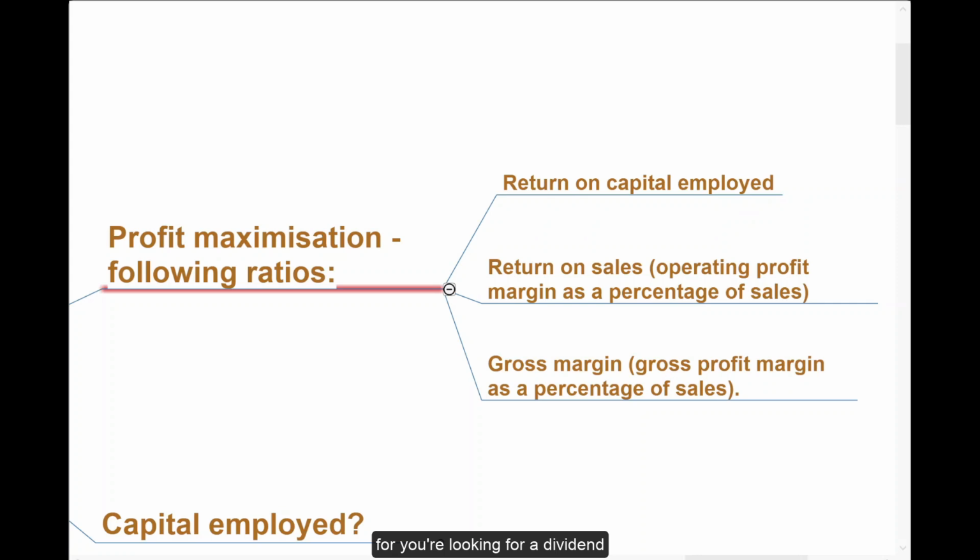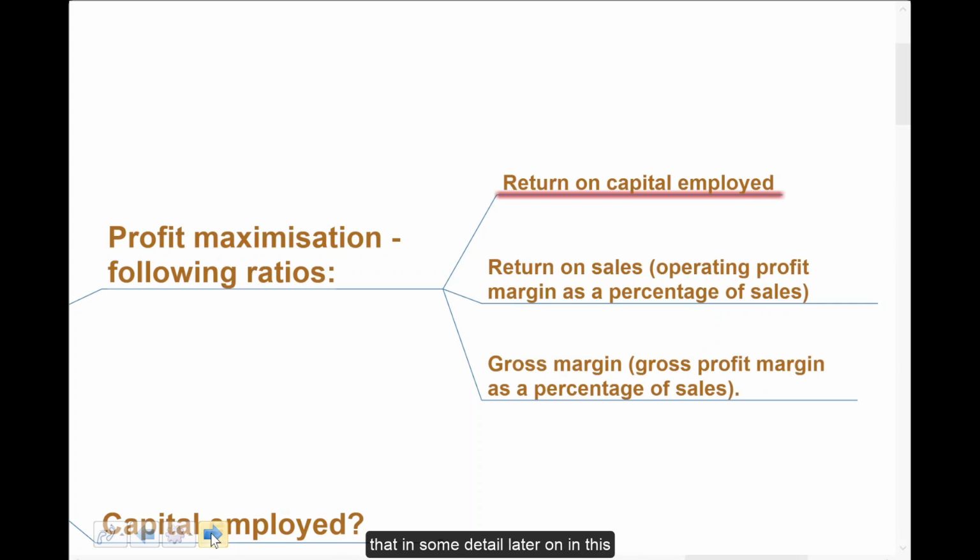You're looking for a dividend distribution, perhaps annually, and you're also looking for capital growth in the value of your shares. Now, without profit maximization in the business, there will be no dividend. So profit maximization internally for directors and managers is absolutely central. That's what they're there to do. So what are the ratios that they'll use? Well, the first one, I guess the big one in one sense, is the return on capital employed.